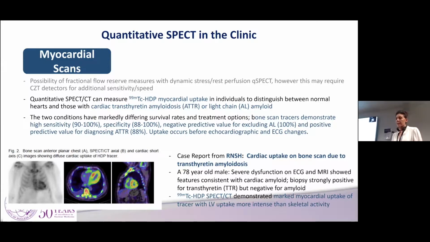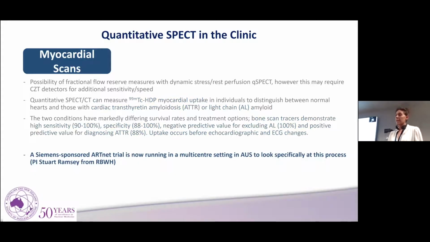And I believe there's literature as well that has explored the idea of an SUV threshold as a more definitive diagnosis for this as well. There has been so much interest in the use of quantitative SPECT in this type of cardiology imaging that there is now a Siemens-sponsored ARTNet trial running. It's a multi-centre trial running across Australia, and it's looking specifically at this process. And I believe the PI on that is Stuart Ramsey from Royal Brisbane.